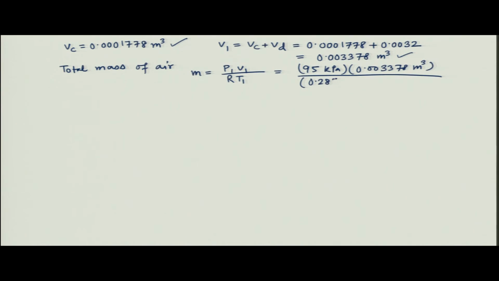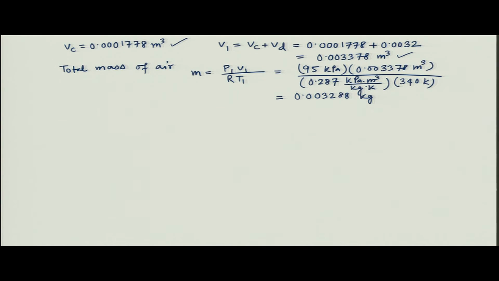0.287 kilopascal meter cube per kg Kelvin, and temperature at the beginning of the compression stroke is 340 Kelvin, that is given in the problem. So, from this we can find the mass of the air inside the cylinder, that is 0.003288 kg. So, this mass of the air remains fixed throughout the cycle.